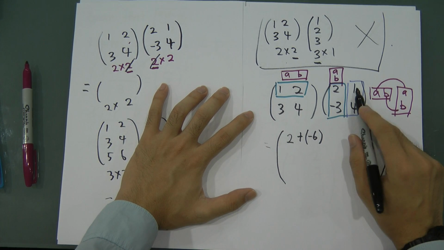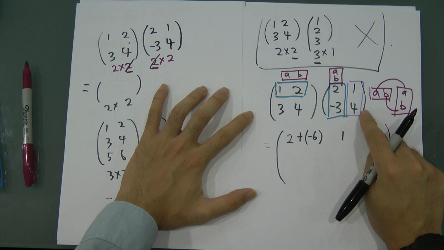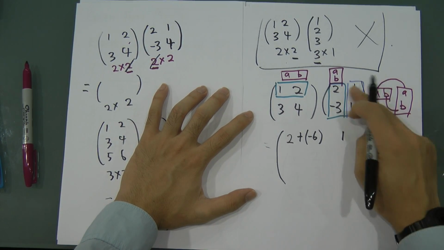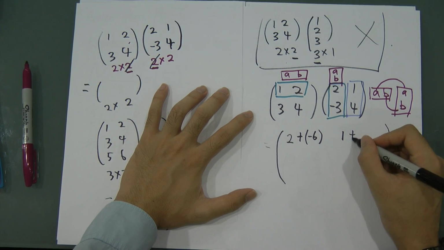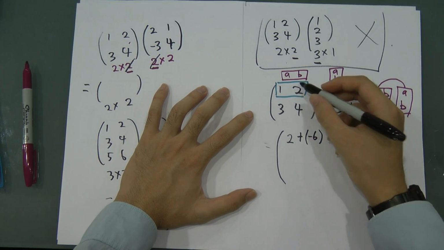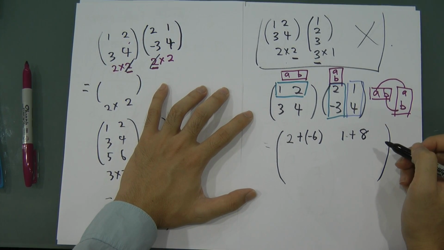Okay, 1 multiple 1 will give me 1. Then I cannot use 1 multiple 4 again, because this one A can only multiply with A. Then B I going to multiply with B. Plus, middle is always plus. 2 multiple with 4, I got 8. Second combination done.